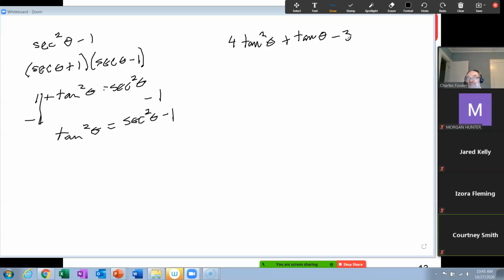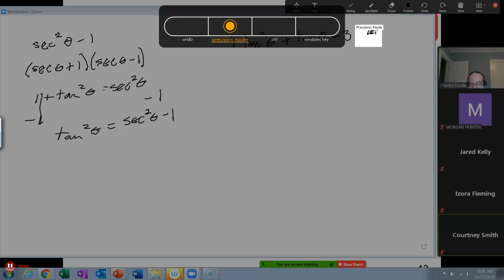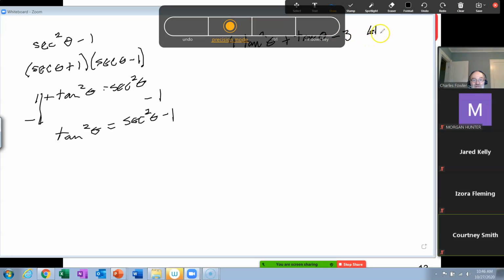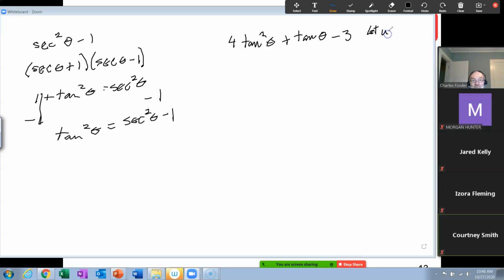Let's just imagine that function tangent theta is not really a function, it's something else, like a variable, maybe u. So that would be, okay, now this is a little esoteric, but hang with me here. Let u equal tangent theta. Okay? What would we have then? This would be 4u squared, because tangent is u, plus u, because tangent theta is u, minus 3.